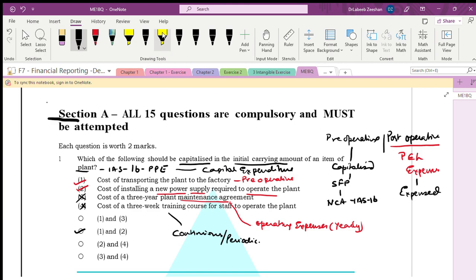Is it? This is the basic difference. Very important, and they will test one or two questions on it. One question will be there.